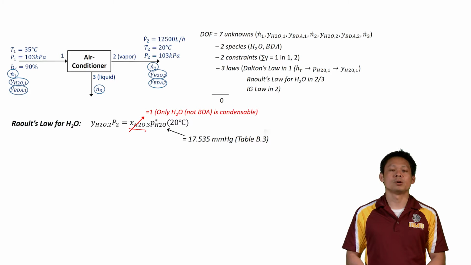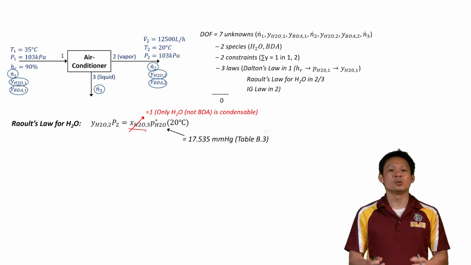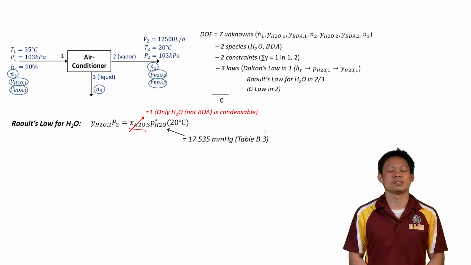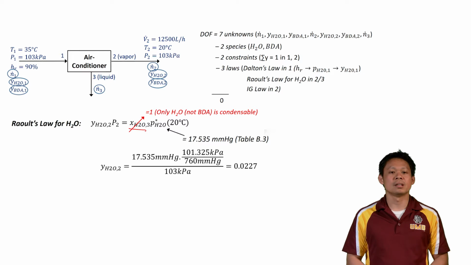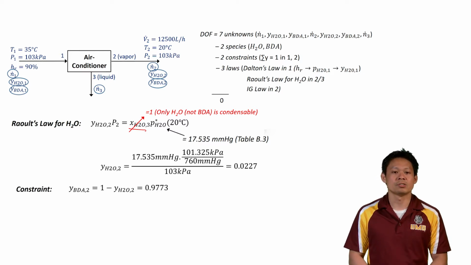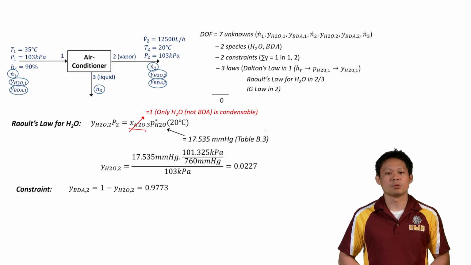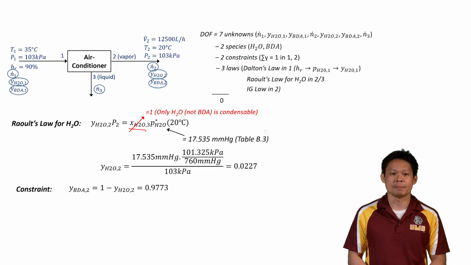And we can look up the pure component vapor pressure of water at 20 degrees C, again from the table. Note, you can also use Antoine's equation to find that, but that's a lot more work. You actually have to find the equations, look up the constants. So remember, for water, you always use the tables rather than Antoine's equation. It will save you a lot of time. Okay, so once you have that, we can put in the numbers and find the mole fraction of water vapor in stream 2. With that, we have our constraint, and we have our mole fraction of bone-dry air as 0.9773.